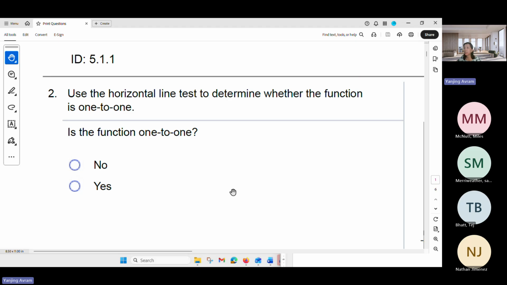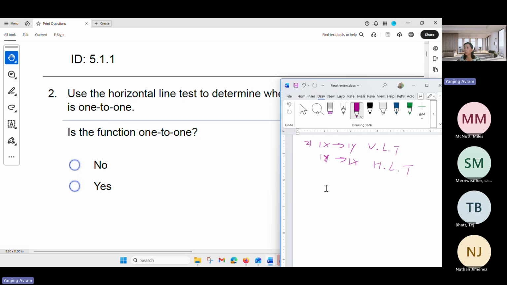The horizontal line test by itself is not enough to say the function is one-to-one. It also has to pass the vertical line test at the same time. Look at this one right here. This is a graph. If I draw a horizontal line, it only passes 1 point. If I draw a vertical line anywhere, it also only passes 1 point. So this straight line is a one-to-one function. Why is the horizontal test not enough?